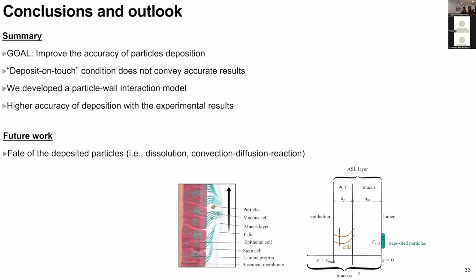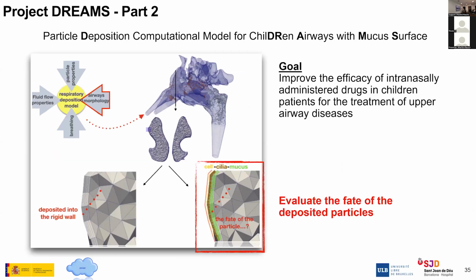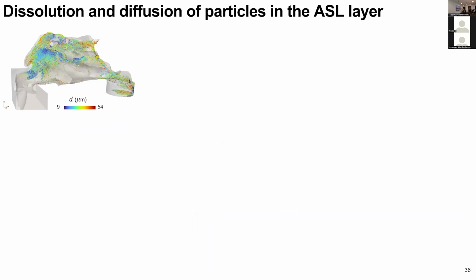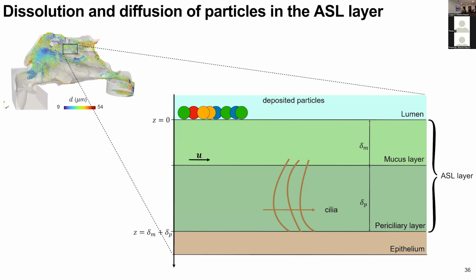Now, what's coming next is to evaluate the fate of the deposited particles. Without going into too much detail, this is a work in progress. But basically, in the DREAMS project, we would be moving on to part 2, and the aim of part 2 is to evaluate the fate of deposited particles. What does that mean? This is the deposition map that we have. If we zoom in on what we have at the macroscopic level, these are our deposited particles in the lumen, and different colors correspond to different diameters.